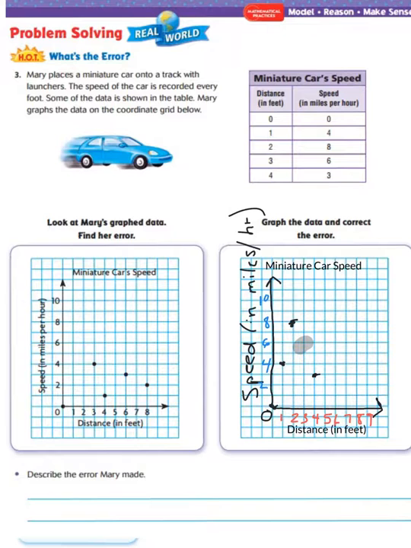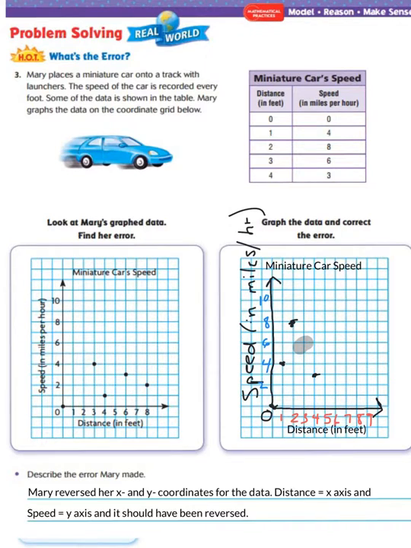So at the bottom it says to describe the error Mary made, because if you look at our grid and you look at Mary's grid, it looks very different. So what do you think the mistake was that Mary made? Well, if we look, we see that Mary reversed her x and y coordinates for the data. She put her distance on the x-axis and speed on the y-axis, and technically it should have been reversed.